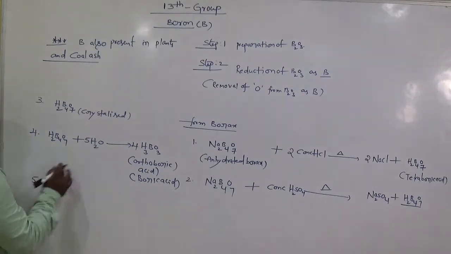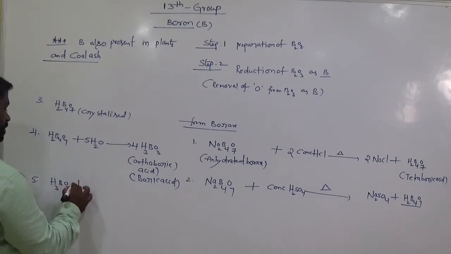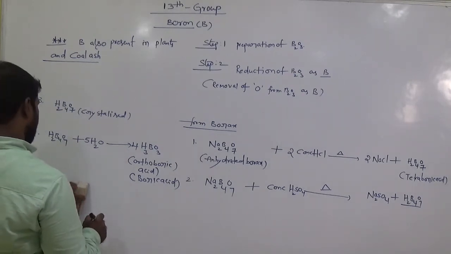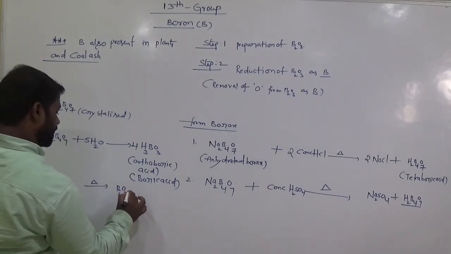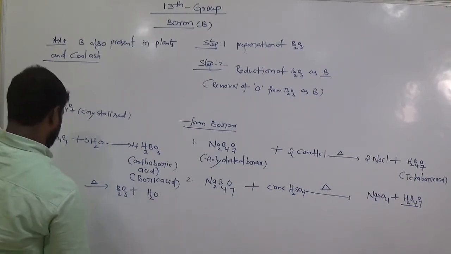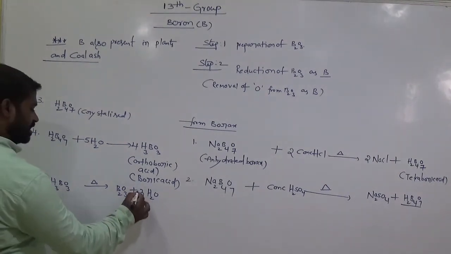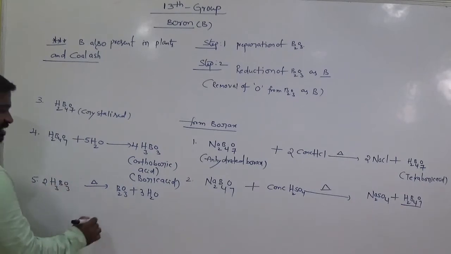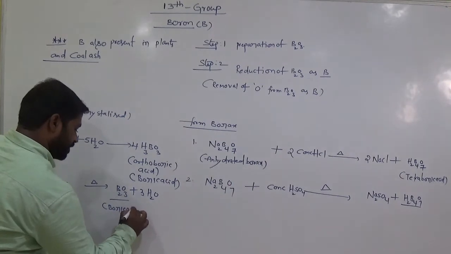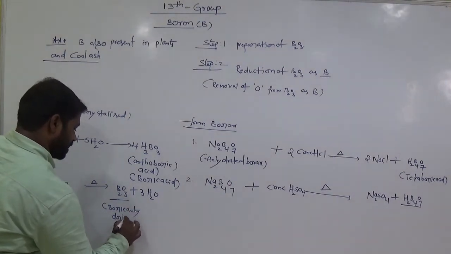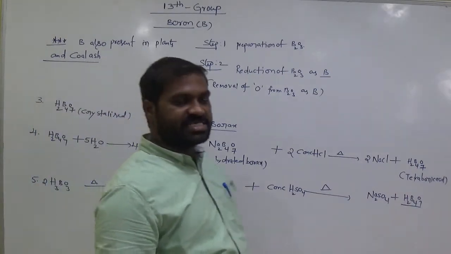And in the next method, the orthoboric acid is strongly heated and it produces B2O3 and H2O. Here how many borons? 2. Keep 2 here. Okay, how many hydrogens? 6. Keep 3 here. Here 3 oxygen, 2, 3, just 6. So this is called boric anhydride. Clear? According to the first step, we prepare boric anhydride for the extraction of boron.